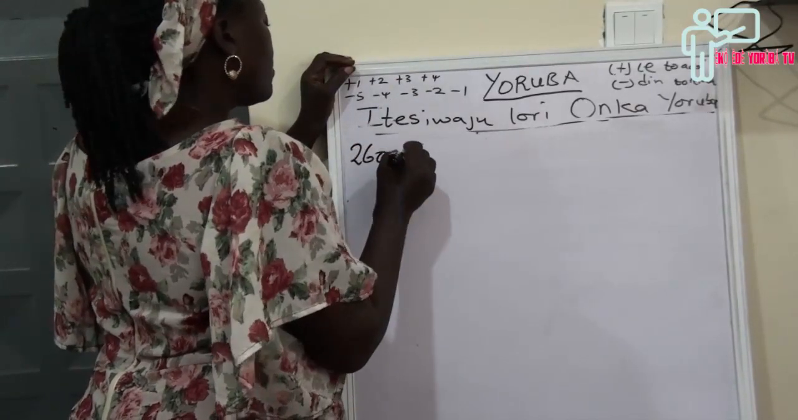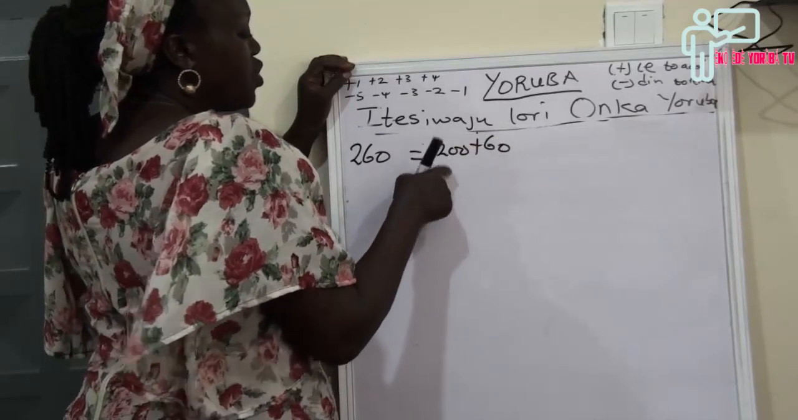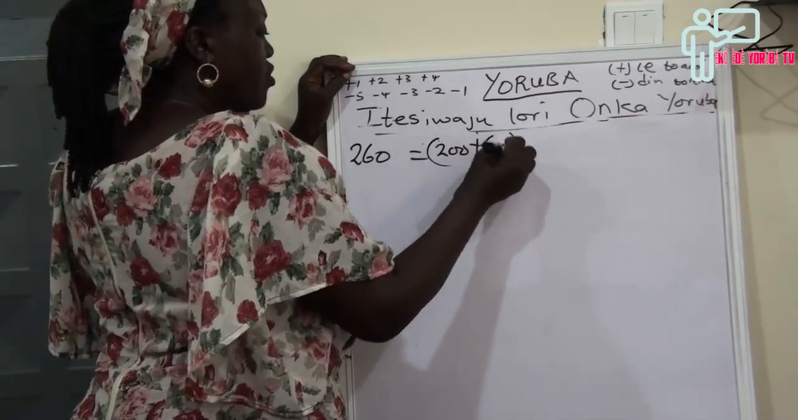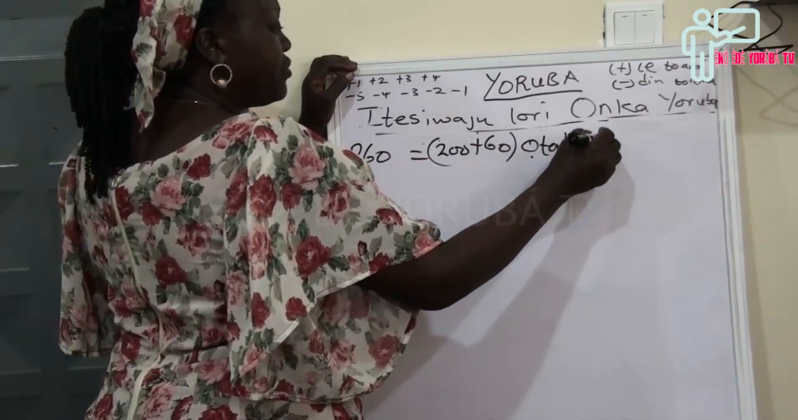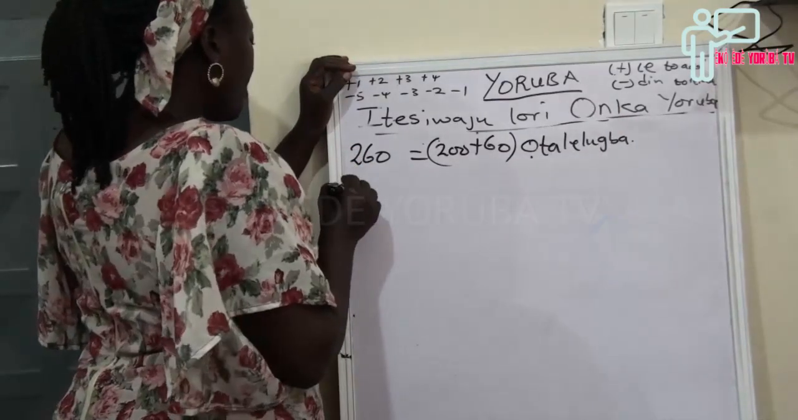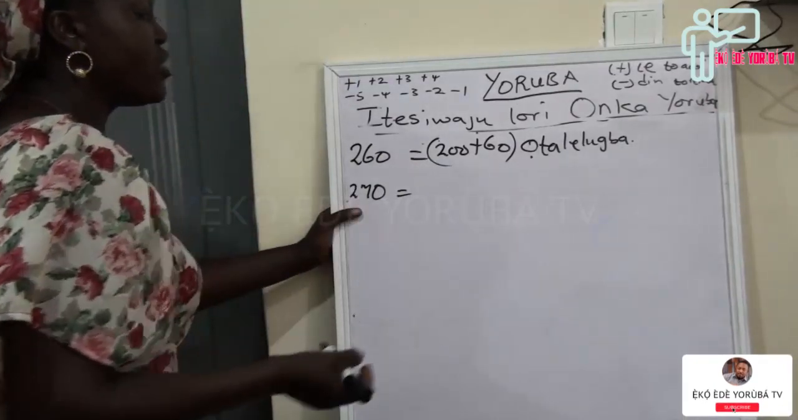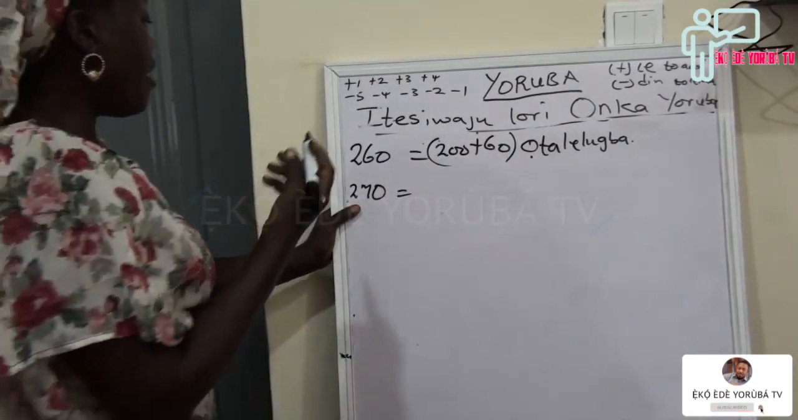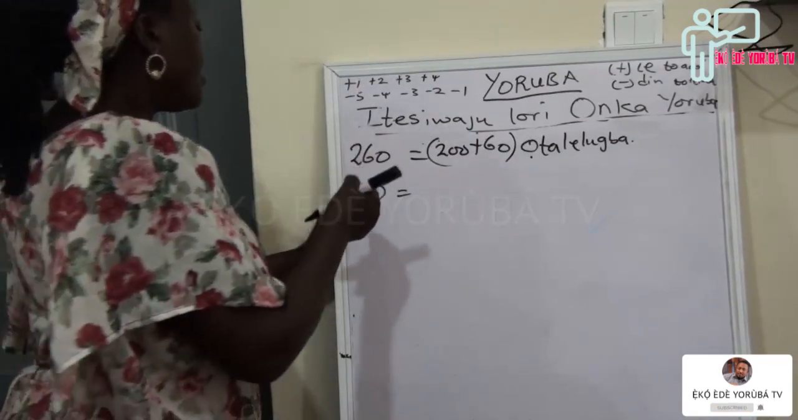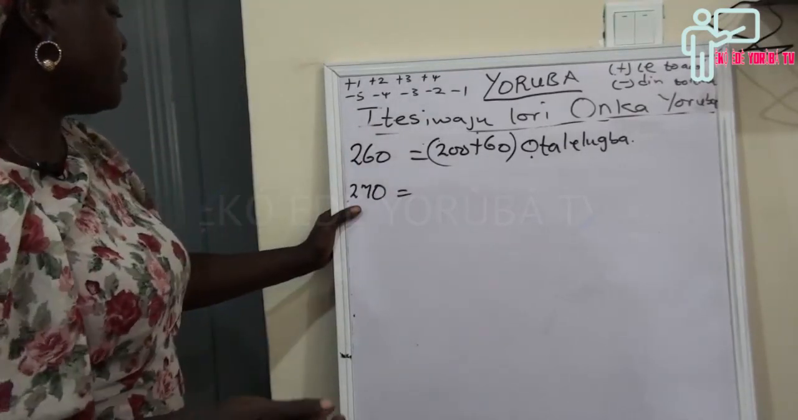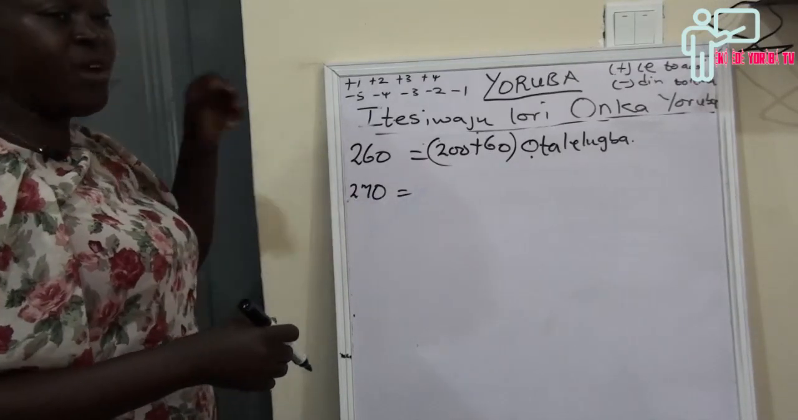260 will be 200 plus 60, which is ọ̀tàlélúgba. 270: what is 70? You have to know it. 50 is àádọ́ta, 70 is àádọ́rin. So now we say ọ̀rìnlélúgba.